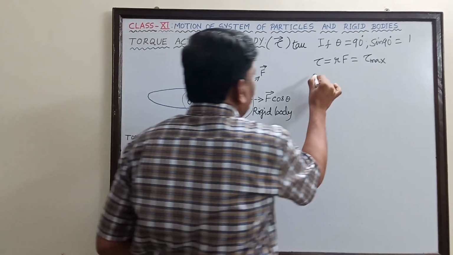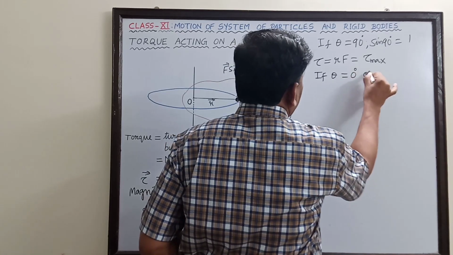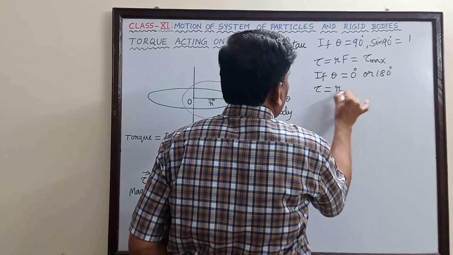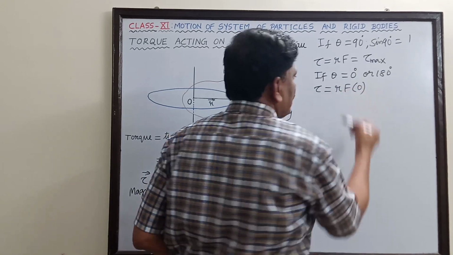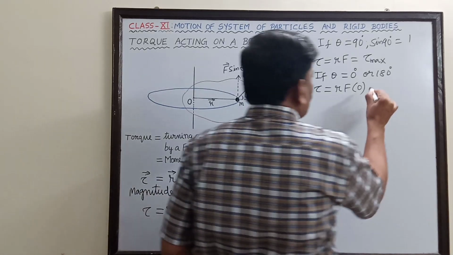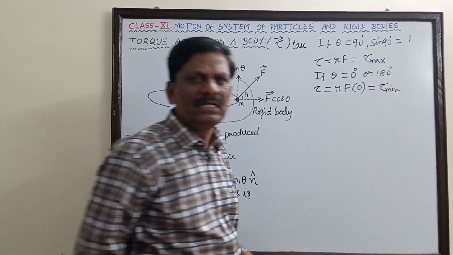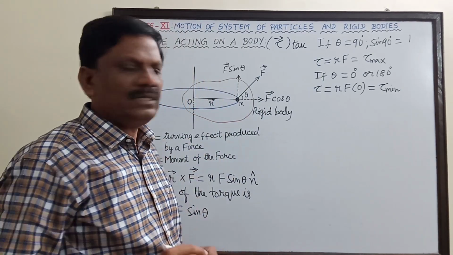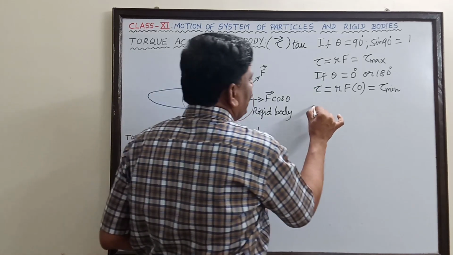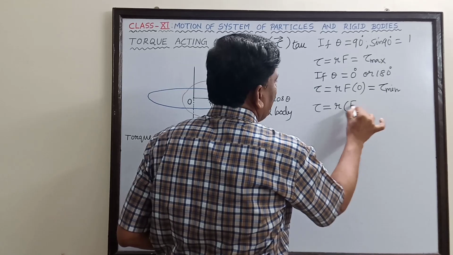Okay, if theta is equal to either 0 degrees or 180 degrees, then the torque will be equal to R into F into 0. Sin 0 is 0, and sin 180 is also 0. So this is the minimum torque. The minimum torque is equal to how much? 0.